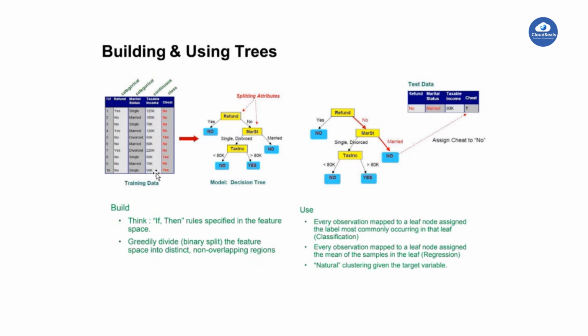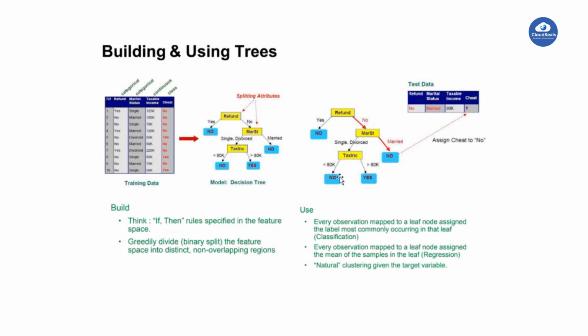85k, yes. 90k, yes. From this one, let's observe 95, 85, 90. These three are the yes. Based on this one, what will we do? So 85 to 95: greater than or equal to 85 and less than or equal to 95 is the yes.